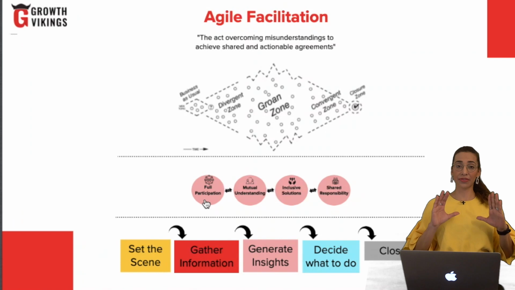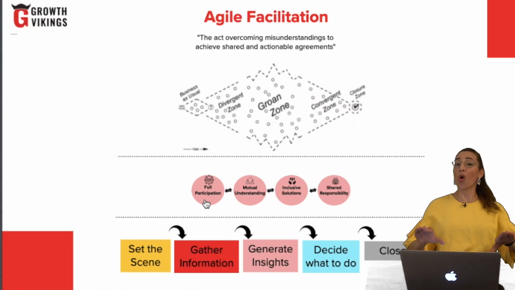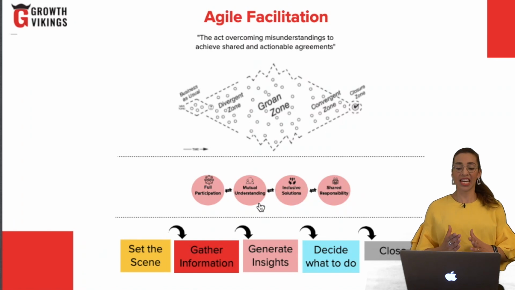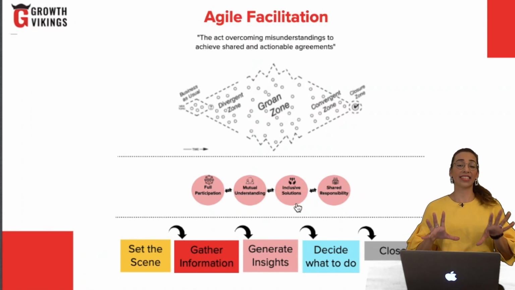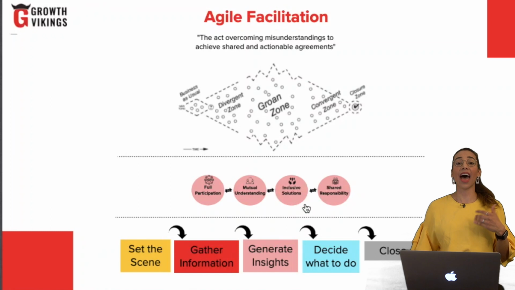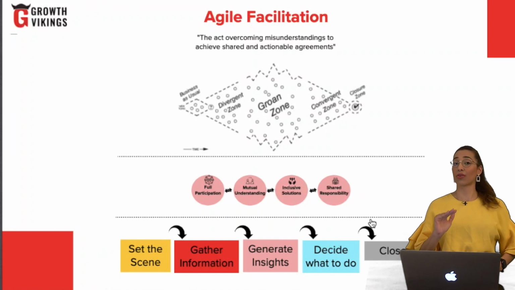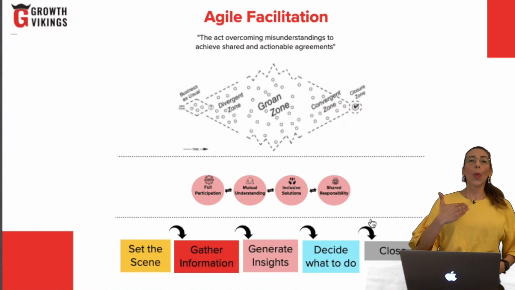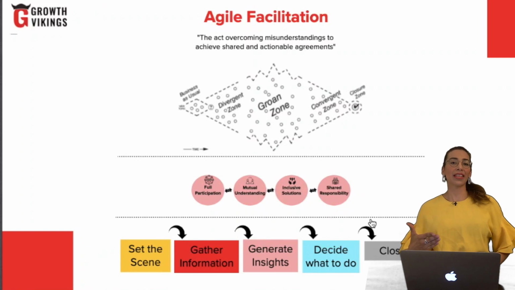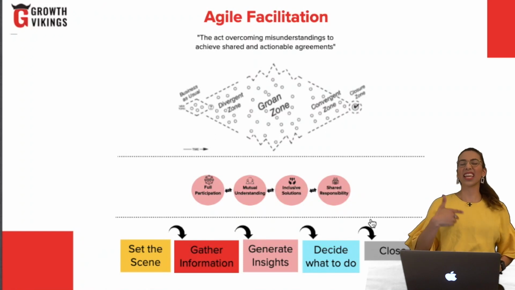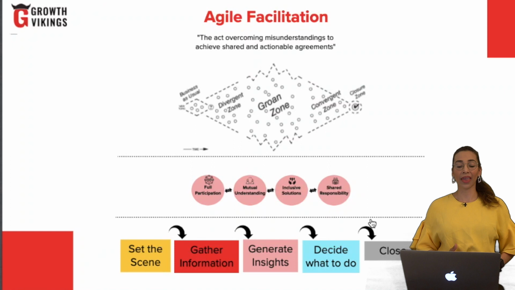The first one is full participation by all team members. The second one is mutual understanding. The third one is inclusive solution. And the fourth one is shared responsibility. What each of these principles means, we will overview in just minutes.